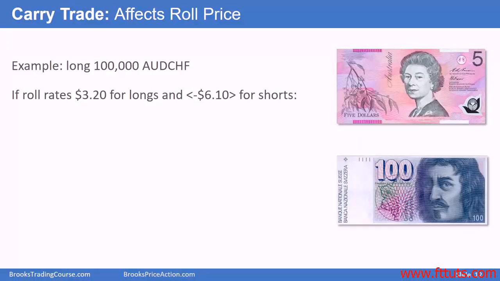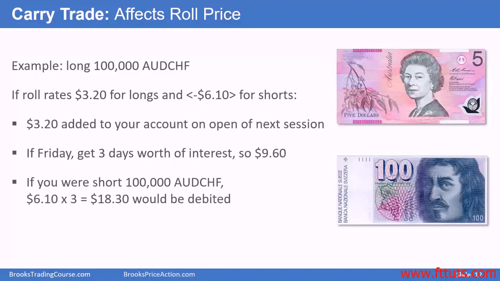For example, let's say you're long 100,000 units of the Australian dollar versus the Swiss franc. And let's say the rate rolls at $3.20 for longs and minus $6.10 for shorts. Then $3.20 is added to your account on the open of the next session. And if it's a Friday, you get 3 days' worth of interest, $9.60. If you were short 100,000 units of the Australian dollar versus the Swiss franc, $6.10 would be debited.